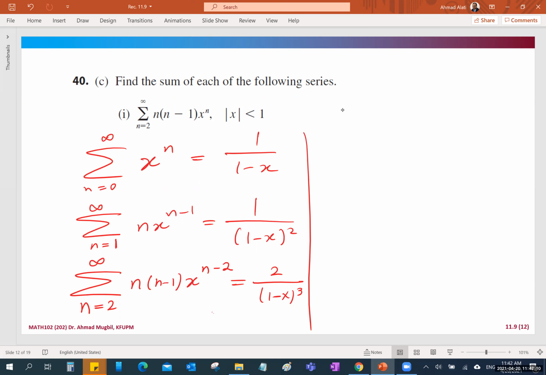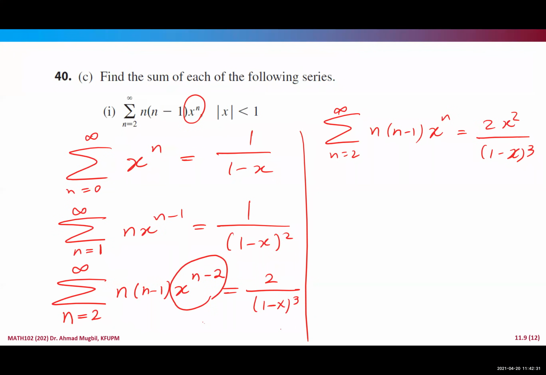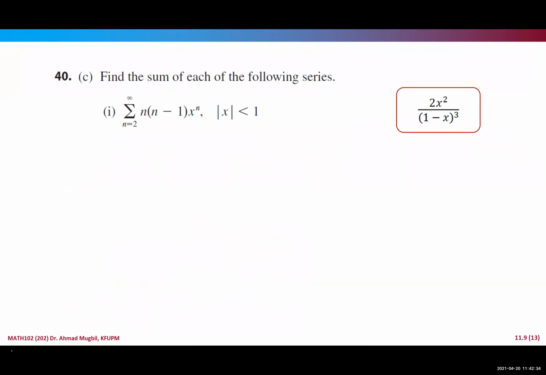We need now, this is x to the power n, and this is x to the power n minus 2. So we will multiply by what? By x to the power 2. So this is the sum from n equals 2 to infinity of n(n minus 1) x to the power n, equals 2x squared over (1 minus x) to the power 3. Keep this in mind, Shabab. This is what we have in the next slide. Here it is.